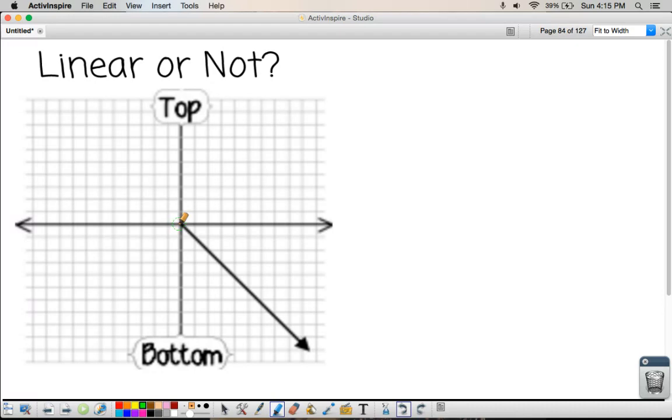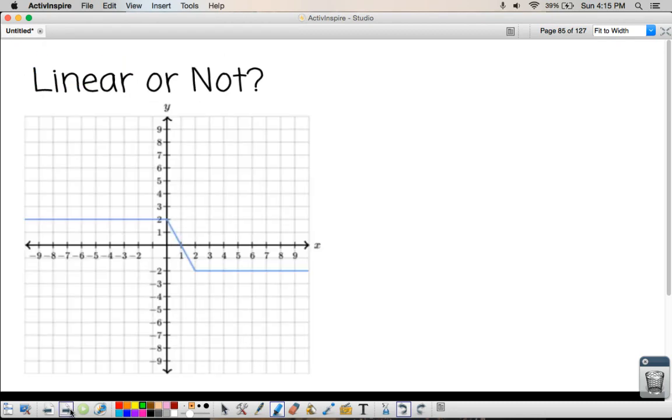Here I have a vector, so it only goes in one direction. This one is linear. Here we have a straight line, a diagonal line, and then another straight line. Not all the same line, so it's not linear.